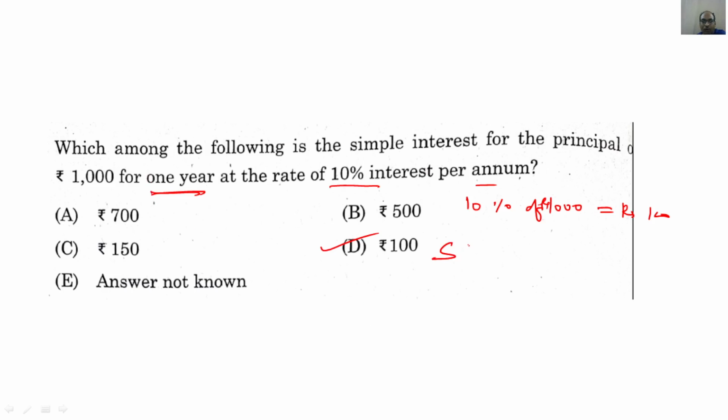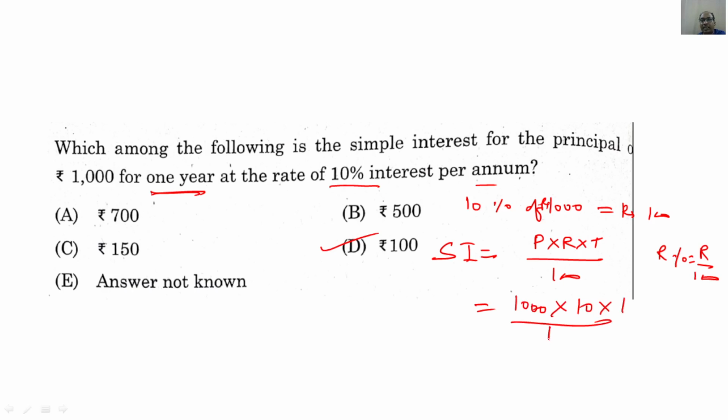But the formula, let us know the formula, simple interest, that is principal into rate of interest into time divided by 100, because R is given in percentage. So we used to write R percentage as R by 100. Okay, so from here, principal is 1000 rupees, 1000 into R is given to you as 10% and time is given as 1 year, divided by 100. Two zeros we have cancelled and we have got rupees 100 as the answer.